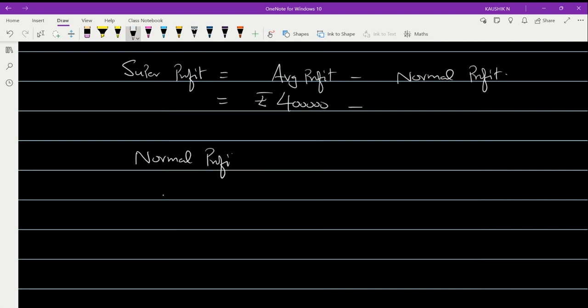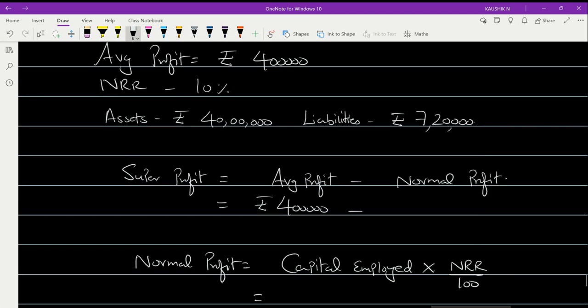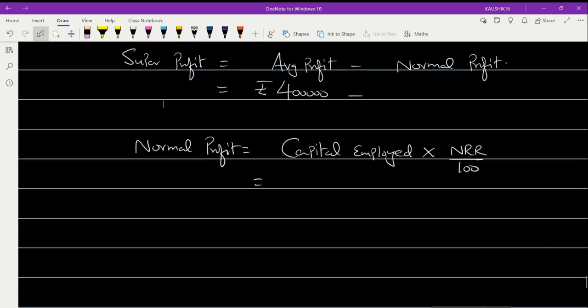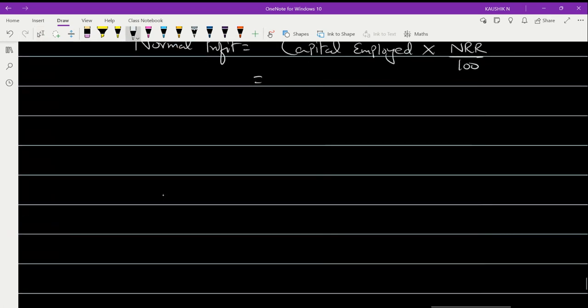Normal profit is equal to your capital employed into NRR by 100. So capital employed, do we have it? No, we don't have it directly. We have only the information to calculate capital employed. So write the formula of capital employed below this, leaving some lines.